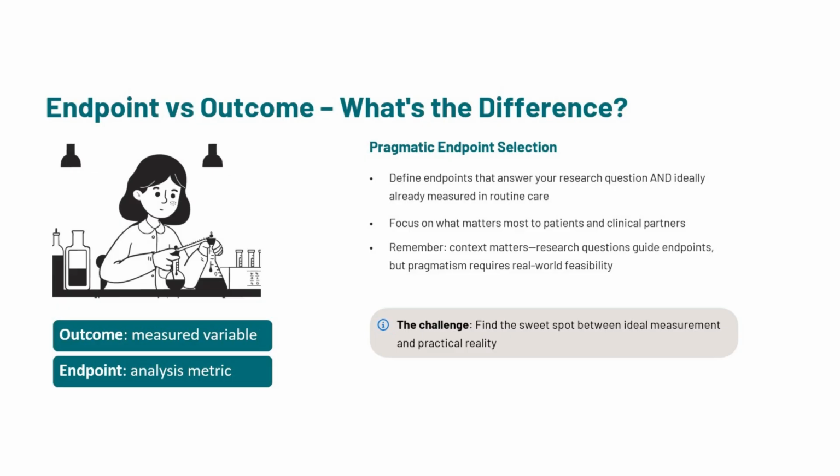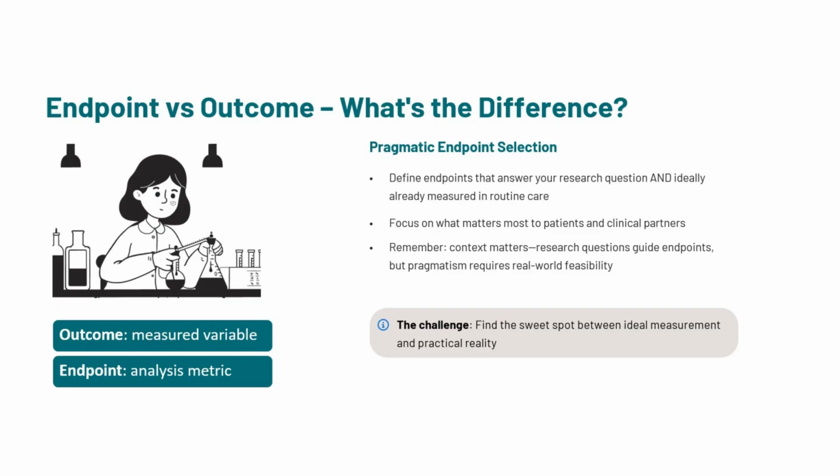Okay, so let's start by clarifying some terminology. We often hear the terms outcome and endpoint used interchangeably, but they differ slightly. An outcome refers to the thing you want to measure. For example, that might be blood pressure or a symptom score. An endpoint refers to how you analyze that outcome. For example, that might be how the blood pressure changes from baseline to 6 months.